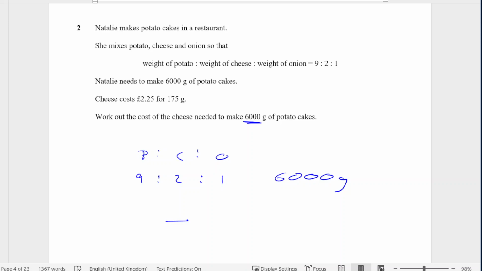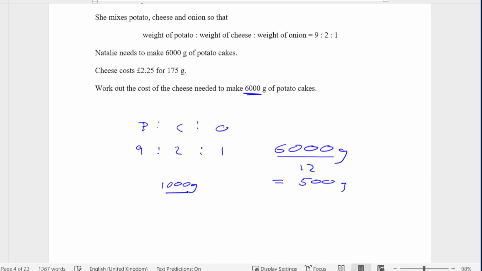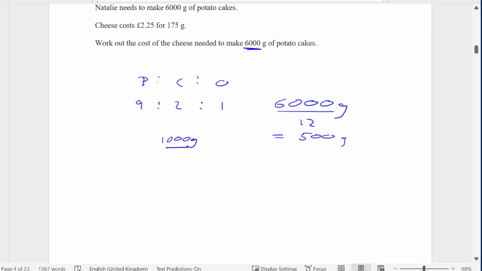So to do this then, I'm going to say that we have got a total of 12 parts. So 6,000 divided by 12 is going to be equal to 500. So each part is going to be worth 500 grams. So 2 parts is going to be 1,000 grams. So we want the cost of 1,000 grams of cheese. So to do that, we do 1,000 divided by 175, and we want to times that by 2.25. And that will give us our price straight away. You don't need to worry about any of that multiplication. We can use our calculator for that.